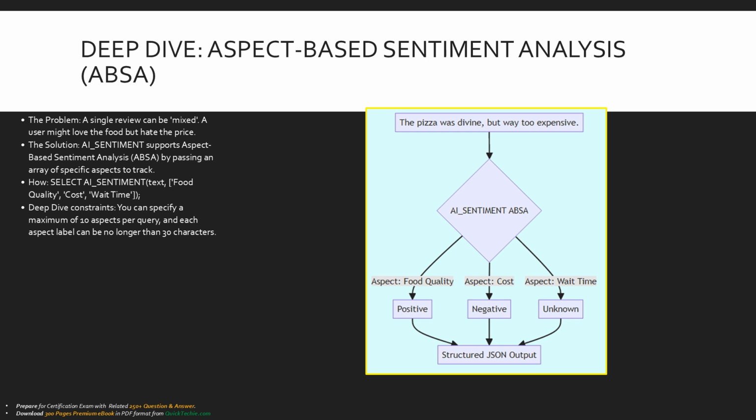Let's visualize aspect-based sentiment analysis. At the top, we have our raw, mixed review text. We feed this into the AI sentiment ABSA engine, explicitly asking it to look for 3 specific aspects. The model expertly dissects the sentence. It routes to the left, identifying food quality as positive. It routes to the middle, identifying cost as negative. Crucially, it routes to the right for wait time, and since the review didn't mention time, it intelligently returns unknown rather than hallucinating an answer.